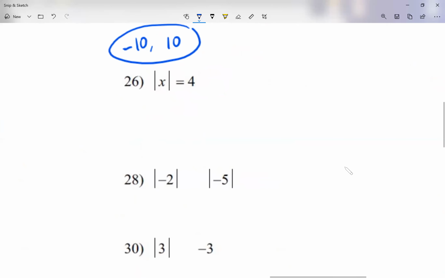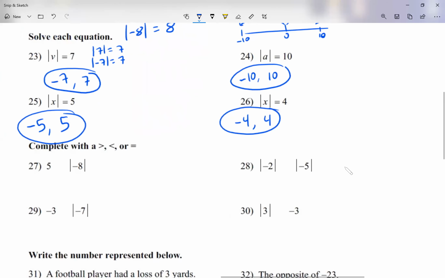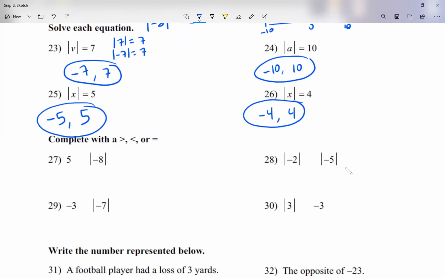And now looking at question number 26, right? The absolute value of x is 4. So x, remember, again, I said when we don't know the value of something, we replace it with a letter. So x was a number. It was either -4 or +4. Notice again that I listed the smaller number first. Negatives are smaller than positives.